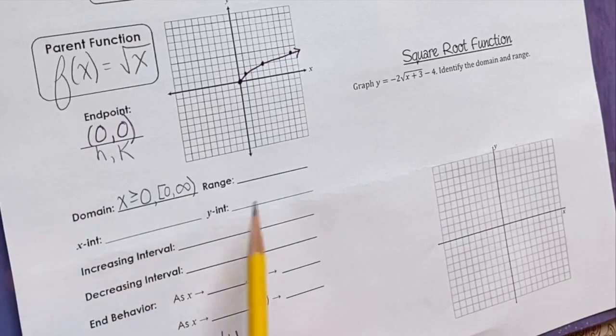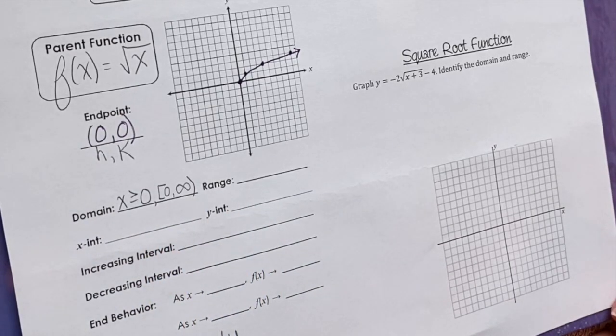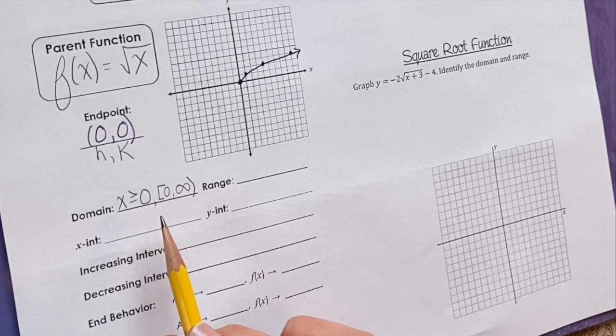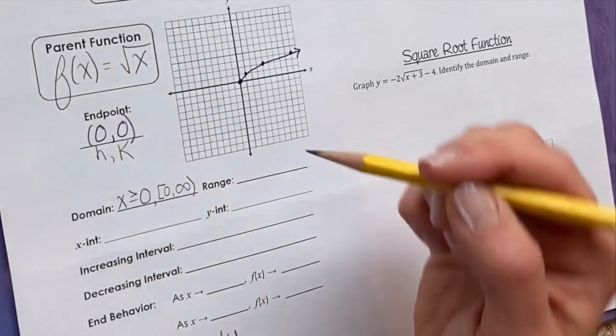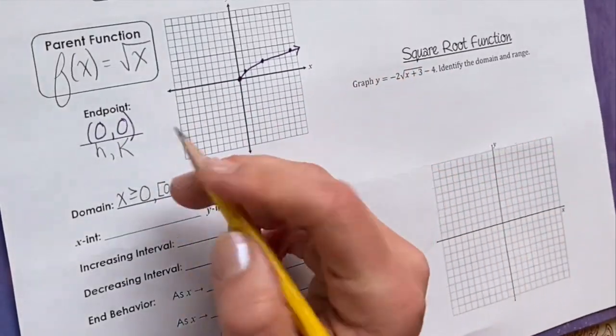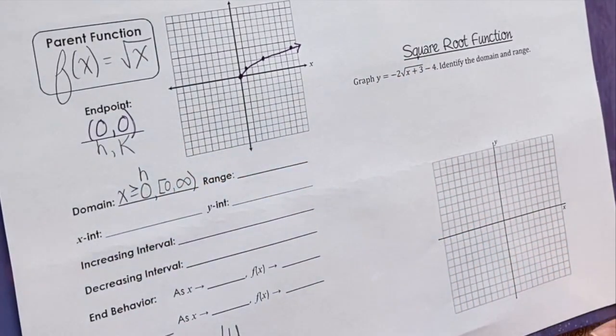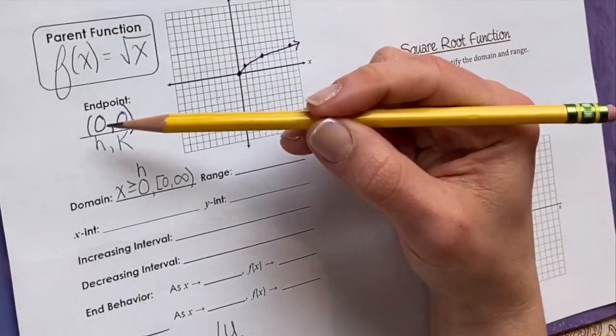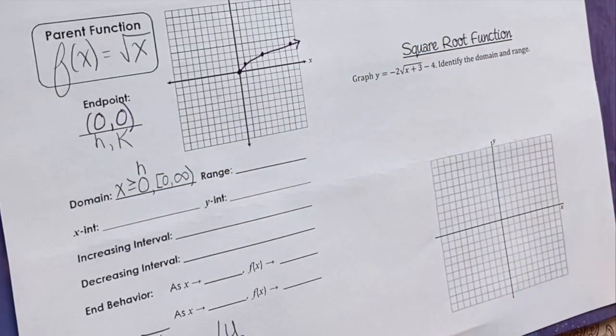I know it's been a little while since we talked about domain and range. So I will be explaining this more with our next example that we do. But again, this number is actually the same as H, or the X value in your endpoint. So those should always match up.